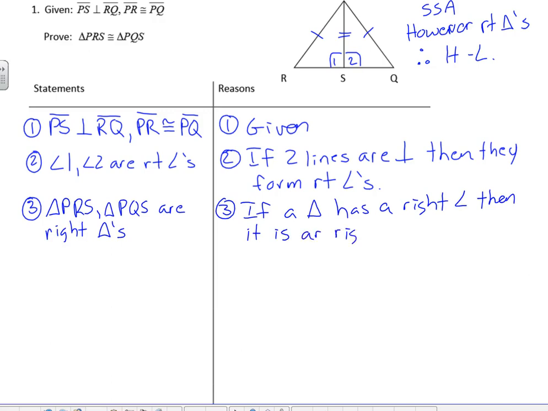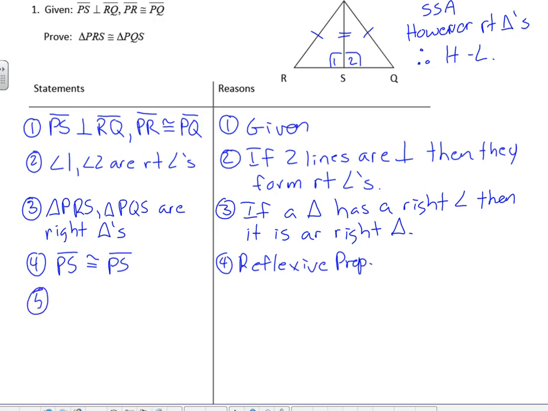A right triangle. In order to use hypotenuse leg, we have to say that they're right triangles. Okay? So we've said that they're right triangles. Now the other piece we need is the legs, which is PS congruent to PS by the reflexive property. Okay, and so now we can say that triangle PRS is congruent to triangle PQS, and the reason is because hypotenuse leg is congruent to hypotenuse leg.